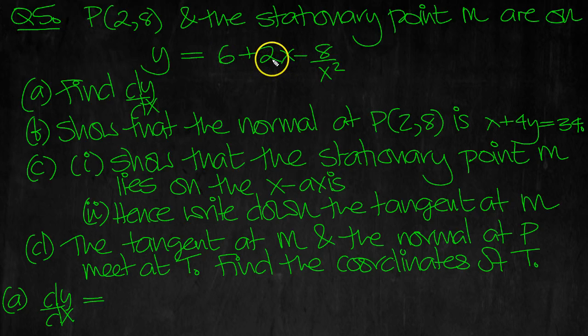Constant goes to nothing, x goes to 1, there's two lots of x to the minus 2 this is, so the minus 2 comes up to make it plus 16, x to the minus 3, which is 16 over x cubed. So there's dy/dx. Show that the normal at P is this.